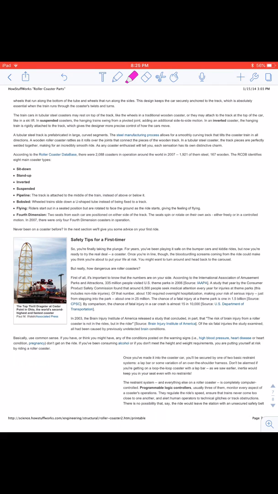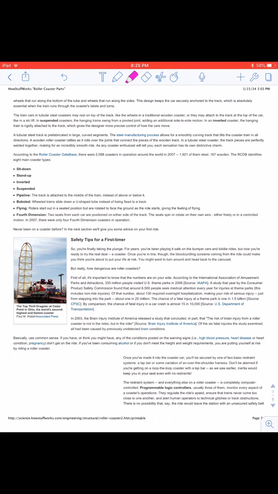The train cars in tubular steel coasters may rest on top of the track, like the wheels in a traditional wooden coaster, or they may attach to the track at the top of the car, like in a ski lift. In suspended coasters, the hanging trains swing from a pivoted joint, adding an additional side-to-side motion. In an inverted coaster, the hanging train is rigidly attached to the track, which gives the designer more precise control over how the cars move.